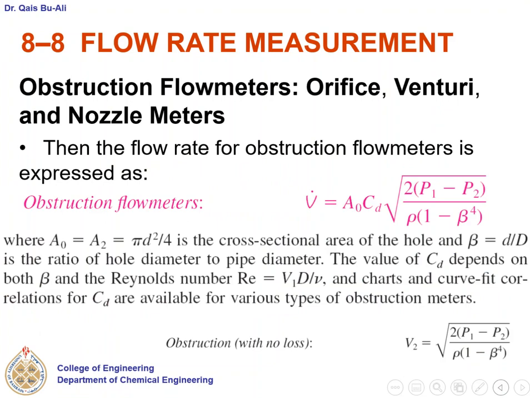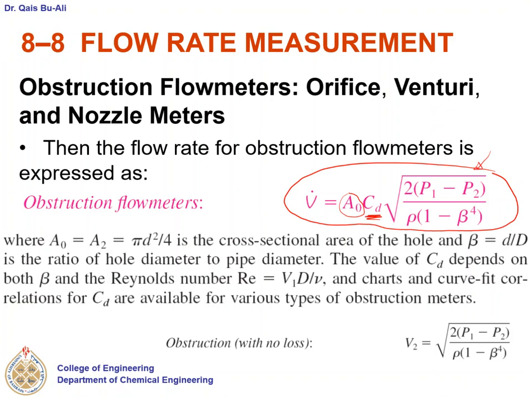So then the flow rate for obstruction flow meters is expressed as this equation, which I can use for volumetric flow rate. Without the A, it is just the velocity. Notice, this is the equation that I got before, and now I am adding the discharge coefficient. If it is equal to 1, then I will have the maximum velocity, meaning I have no losses. But once I add the discharge coefficient, this velocity or volumetric flow rate will be less because of the losses. Where A0 or A2 is the cross-sectional area of the hole.